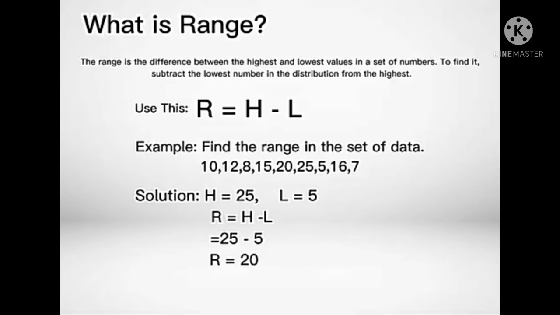In the given example, we have 10, 12, 8, 15, 20, 25, 5, 16, and 7. We find first the highest number, which is 25, and the lowest number is 5. To find the range, we need to look for the difference of 25 and 5. So the range is 20.